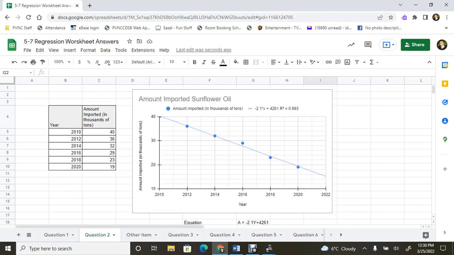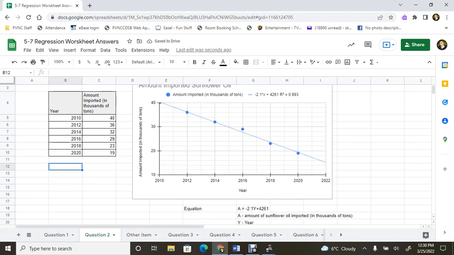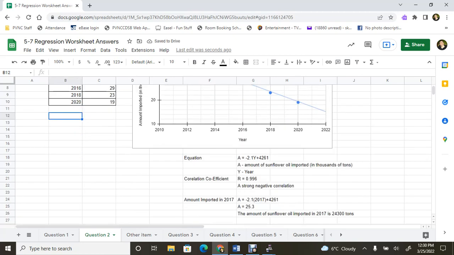And there's that question. I could have put sunflower oil up here just to make it look a little bit better. And everything's set up. We got our table. We have our chart. We have all the information we need here.